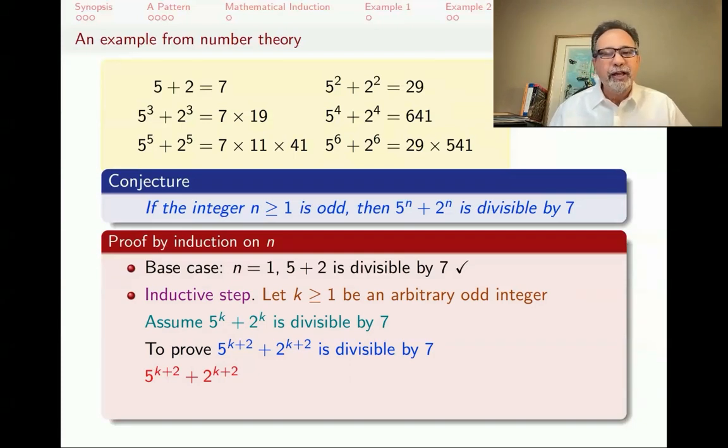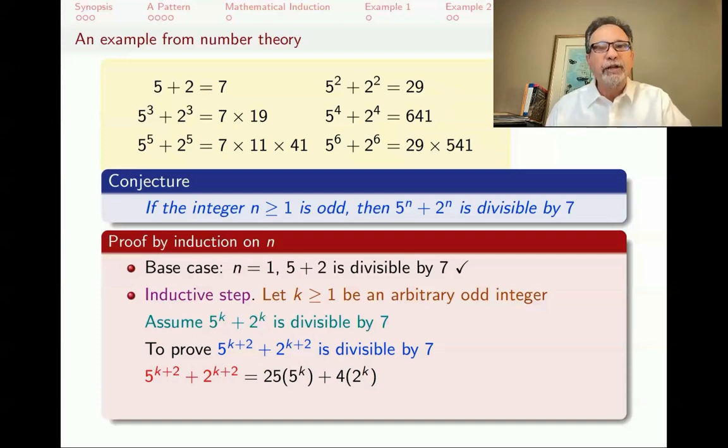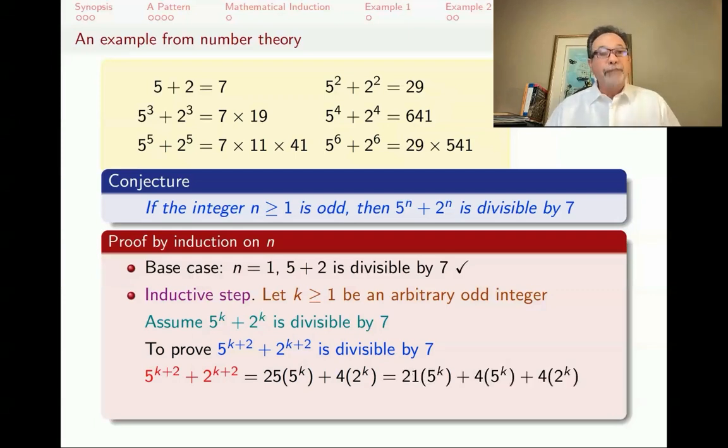I'm going to do a little trick. I'm going to say that 5^(k+2) is 5^k times 5 squared, and 5 squared is 25. So it's 25 5^k's, and 2^(k+2) is 4 times 2^k's. Okay, but that's not 5^k + 2^k. Instead of 25 5^k's, I will write 21 5^k's plus 4 5^k's. If you have 25 apples, that's the same as 21 apples plus 4 apples.